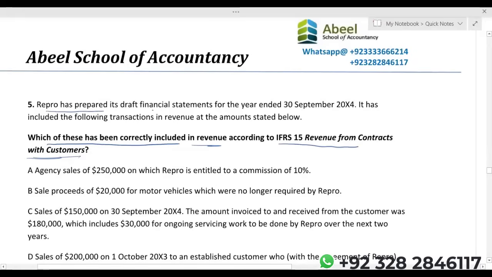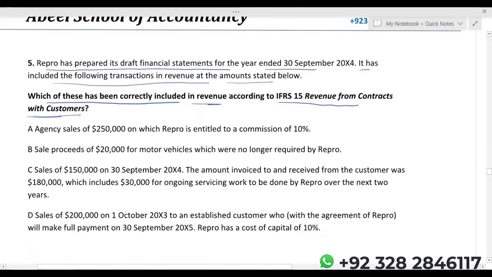Repro has prepared its draft financial statements for the year ended 30th September X4. It has included the following transactions in revenue at the amounts stated below. Let's see. Number 1, it says agency sales 2,50,000, on which Repro is entitled to a commission. Now listen, you have to tell us which one is correctly recorded.